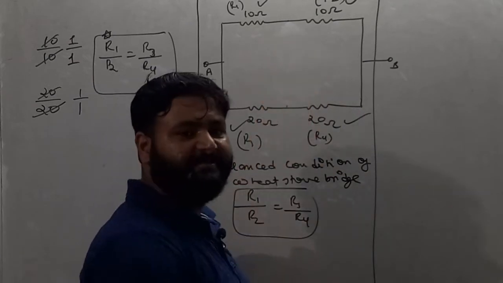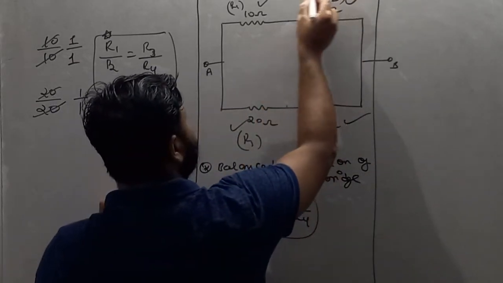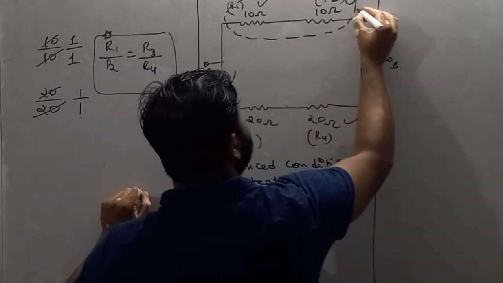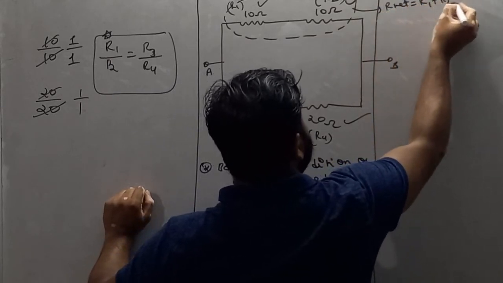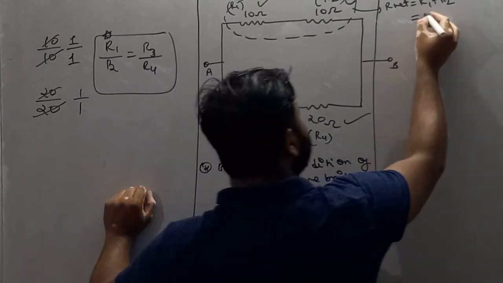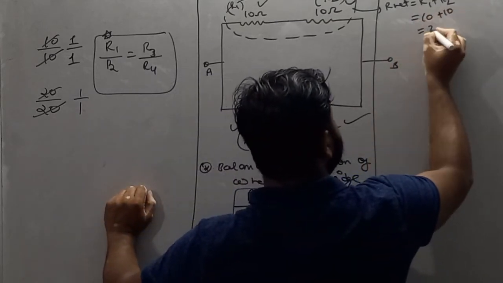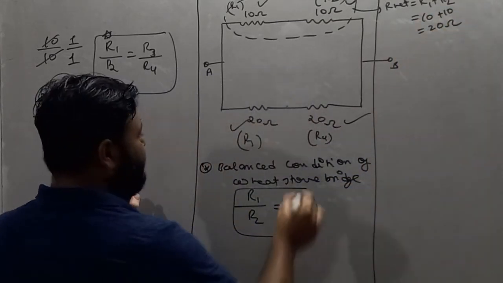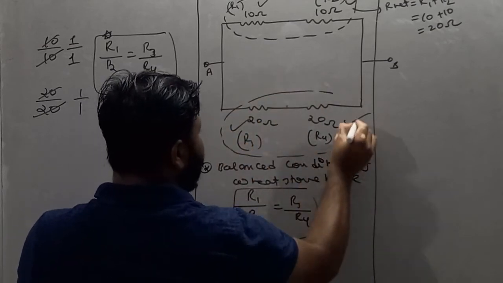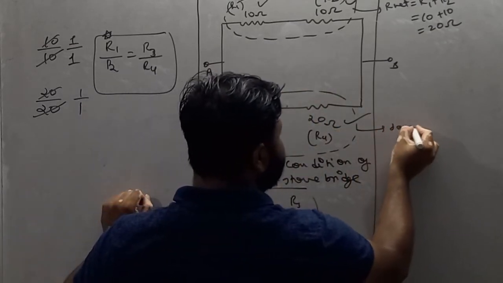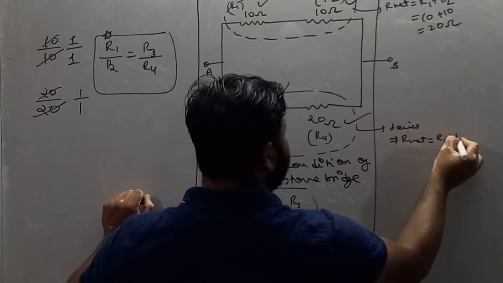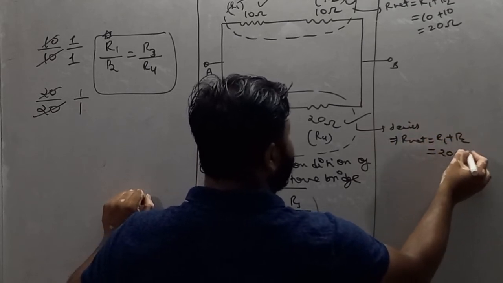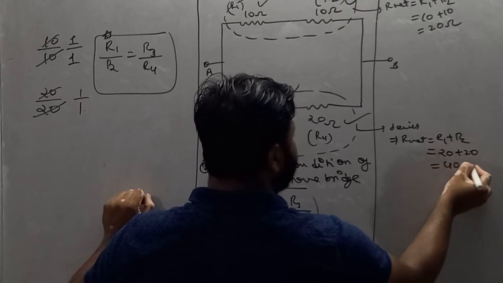So after removing the bridge resistor, see, these two resistors come in series. In series, we know that R net becomes equal to R1 plus R2. So it is 10 plus 10, which equals 20 ohm. Similarly, these R3 and R4 resistors are also in series, and net resistance is R1 plus R2. So it is 20 plus 20, which becomes 40 ohm.